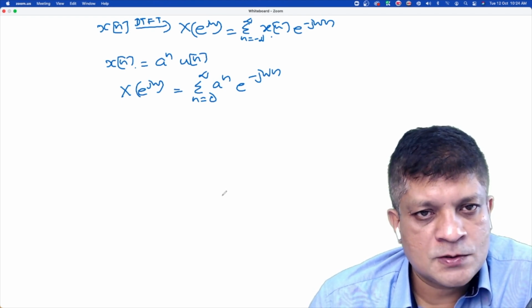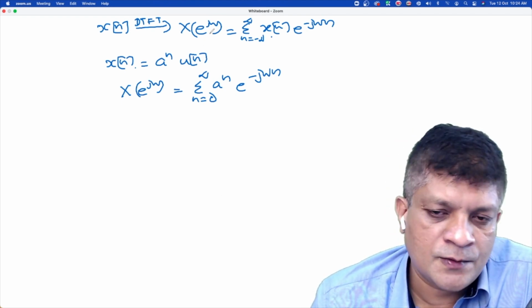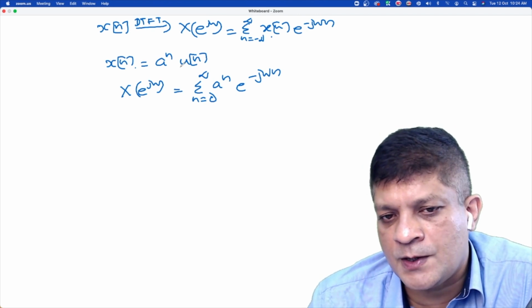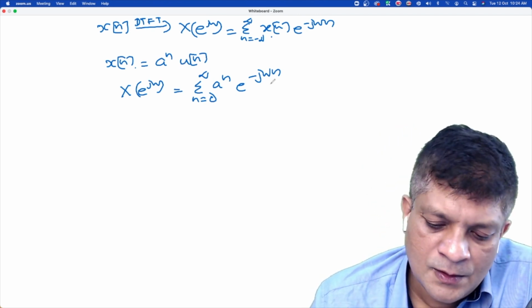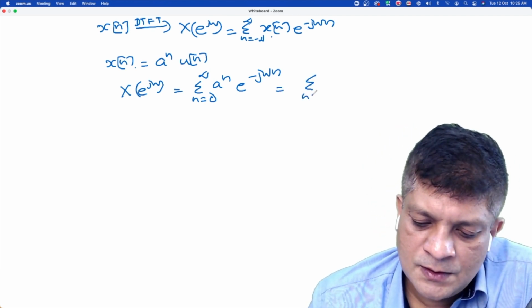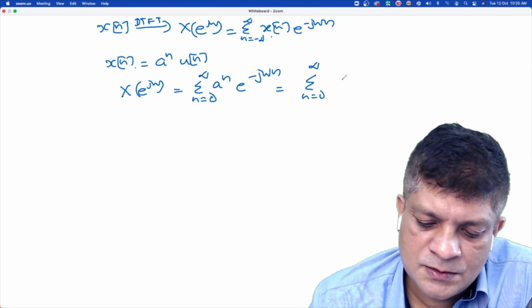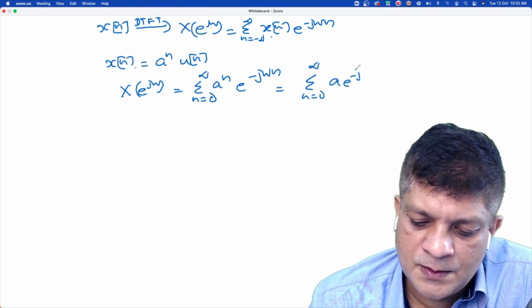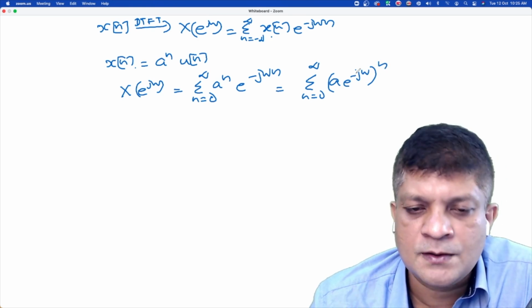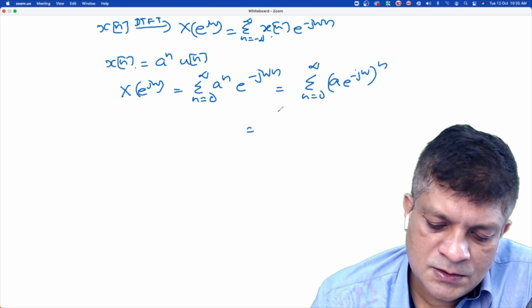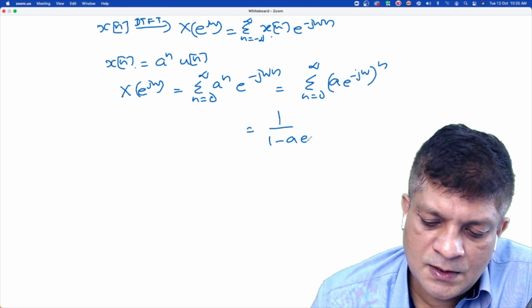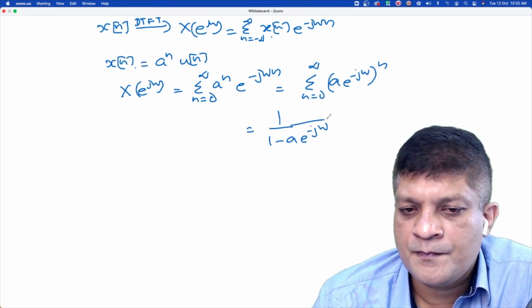Because u[n] is 0 for n less than 0 and it is 1 for n greater than or equal to 0. Now, if we simplify this, summation n from 0 to infinity of (a e^{-jω}) to the power n, so this is 1 upon 1 minus a e^{-jω}.